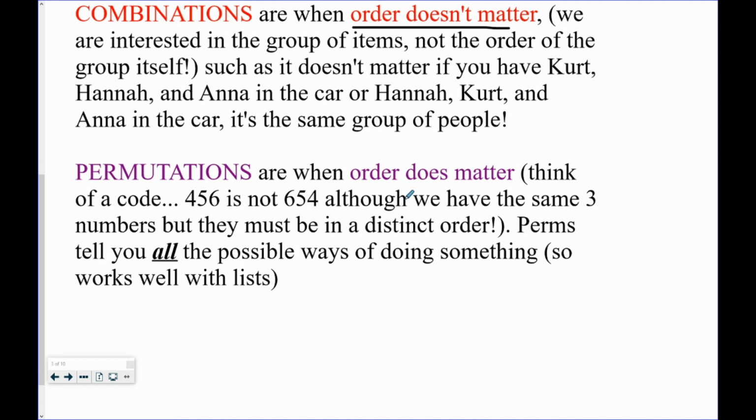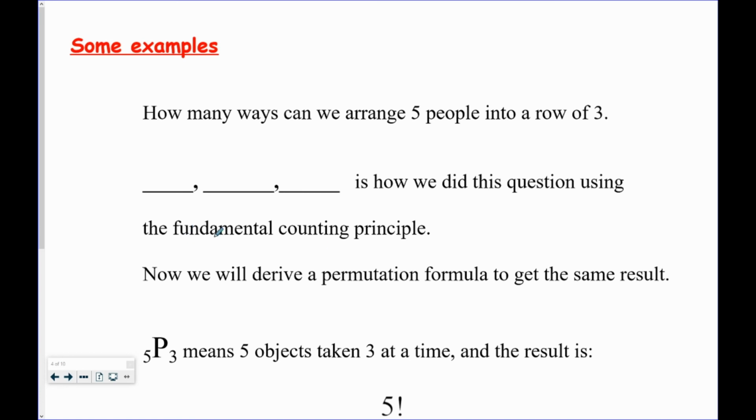You also might think of it like a combination lock or something like that. So if the code is 456 and you enter 654, even though you got the right digits, you don't have it in the right order. So basically, one way to remember it is that permutations tell you all the possible ways of doing something. All right, so a couple examples that we can look at.